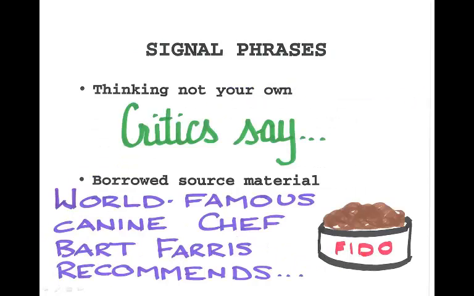Next we have signal phrases. Basically, what this does is take borrowed source material and thinking that's not your own, and smoothly take you from yourself to that other piece. And it clearly also distinguishes between what you say and what you've borrowed. They can be very general statements like critics or groups of people, or you can get down to that name and a face and tell us exactly who said something.